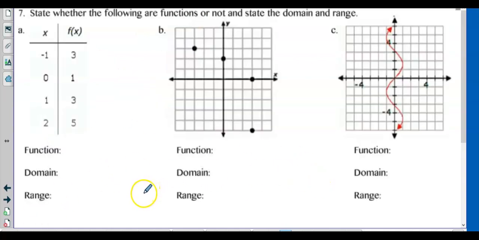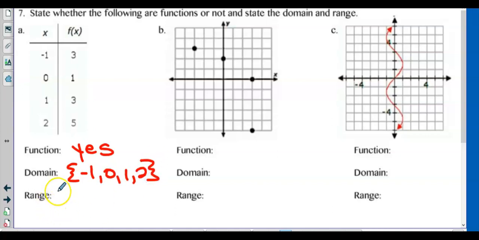Okay, number 7, A, B, and C says state whether the following are functions or not and state the domain and range. The first one is a function because the x's don't repeat, so I don't have more than one value for any of the x's. So the answer is yes, it's a function. The domain is just the list of x values. And then the range is the list of y values. I should have put those in order probably. But the 3 repeats, you don't have to list it more than once.